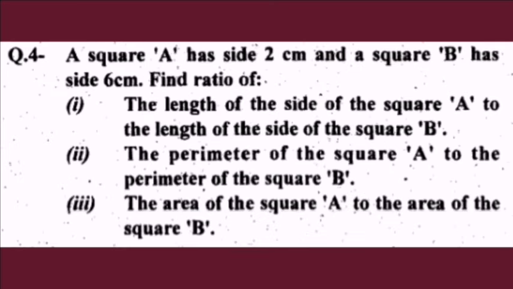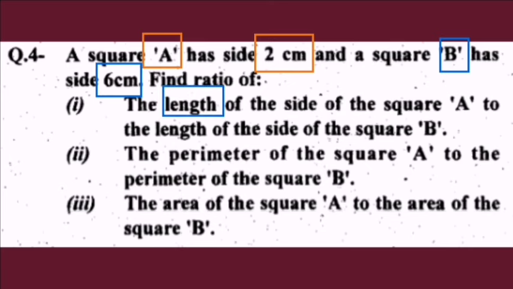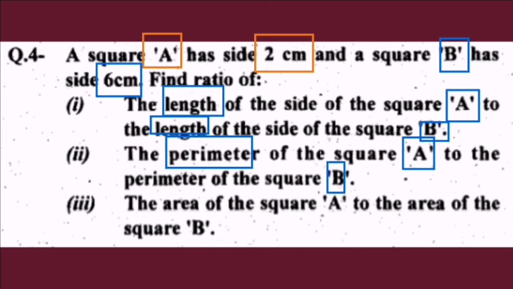Next question. Square A has side 2 centimeter and square B has side 6 centimeter. Find the length of the side of square A to the length of the side of square B, the perimeter of square A to the perimeter of square B, and the area of square A to the area of square B. We have to find all these ratios.